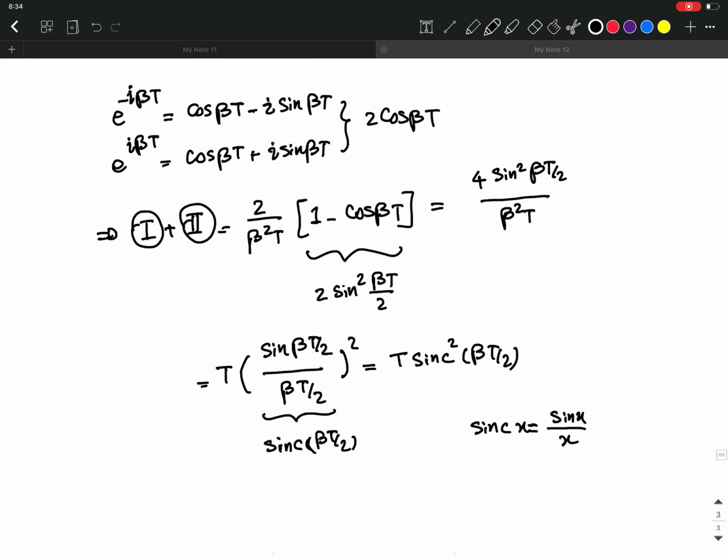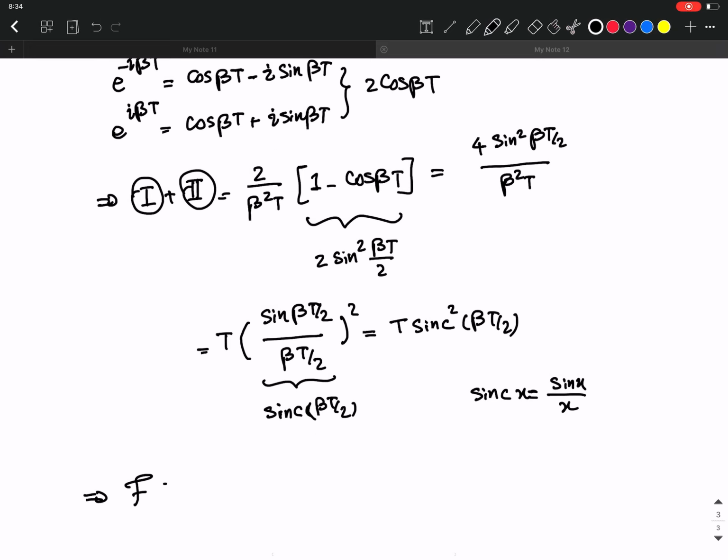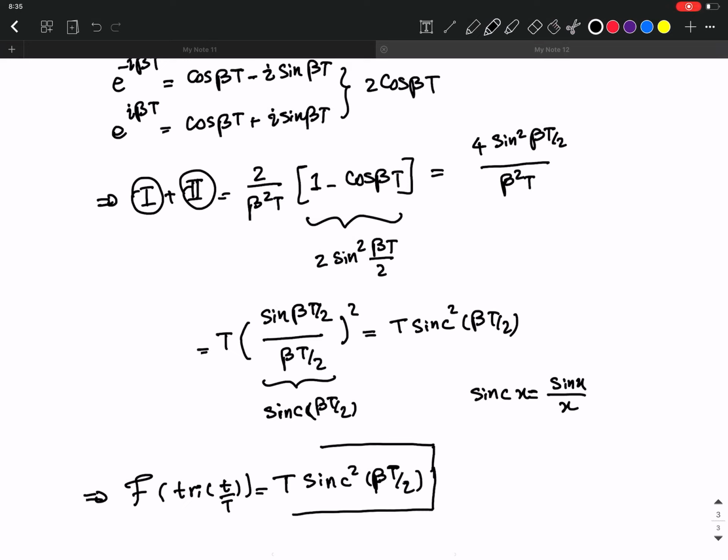And we can say that the Fourier transform of the triangular pulse function is going to be t sinc square of beta t over 2. So this is the final Fourier transform of that in the beta space.